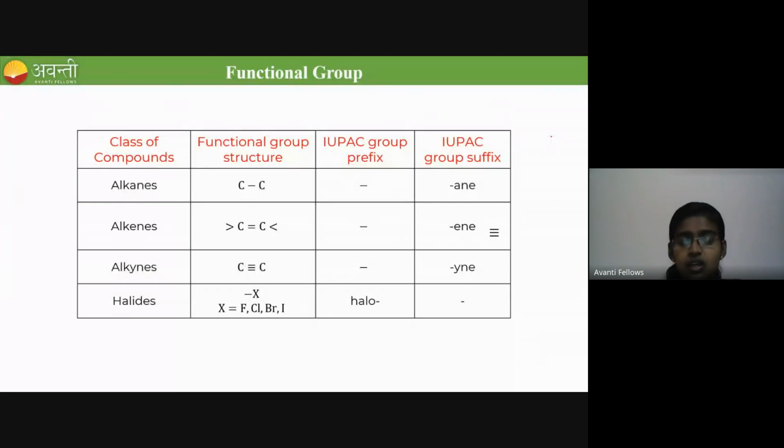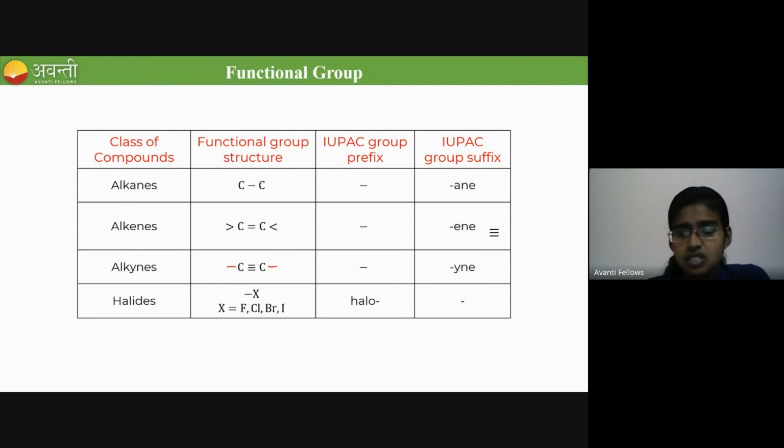The next functional group is alkane. As you all know, the functional group is the carbon-carbon single bond here. It is a saturated hydrocarbon, and there is no prefix, only the suffix, that is ane. Coming to alkenes, they are a carbon-carbon double bonded system, with no prefix and the suffix is ene. And coming to alkynes, they are a carbon-carbon triple bonded system with two R groups attached to it.